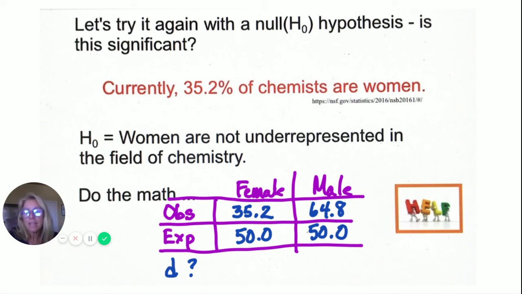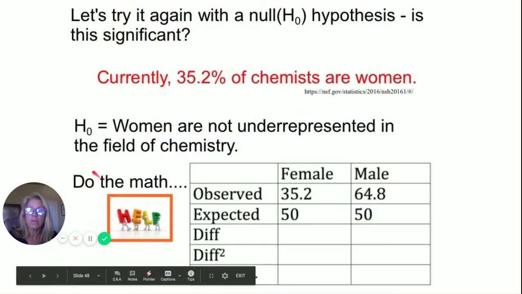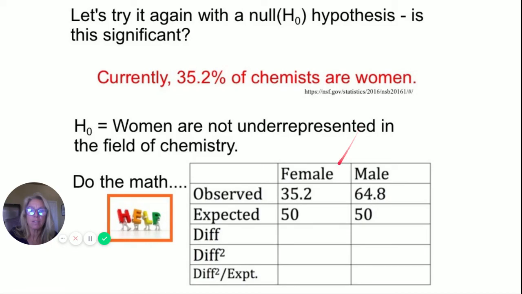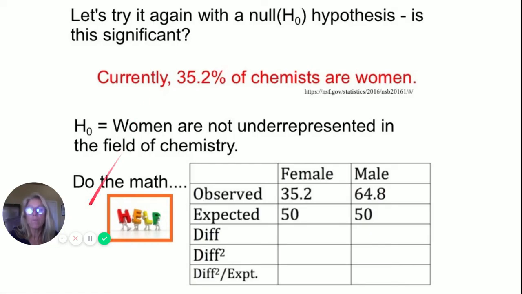So now the next step, again, you can pause if you need a little help. Take the difference between what I observed and what I expected. Take that difference, and then do you remember what the next step is? Take the difference and square it and put it over what you expected. So pause if you want to. Okay, so this would be the chart that you're looking at next. Observed, expected, take your difference, square it, and then you're going to put the difference squared over what you expect.